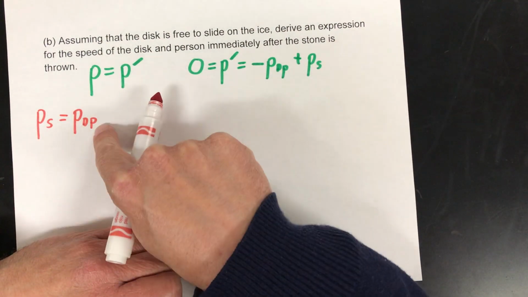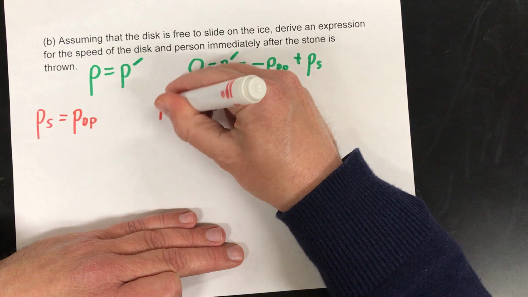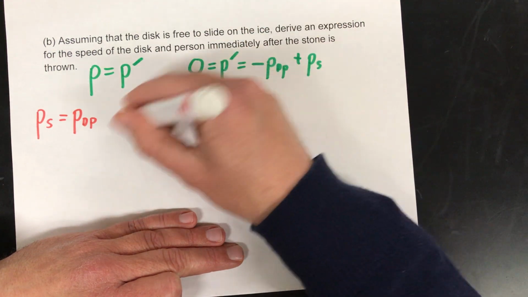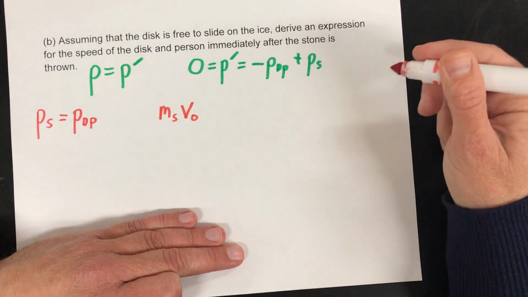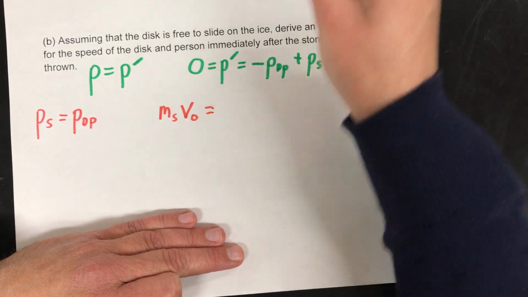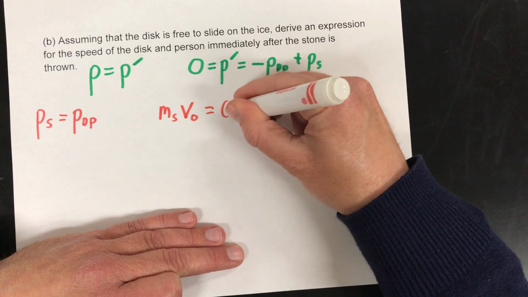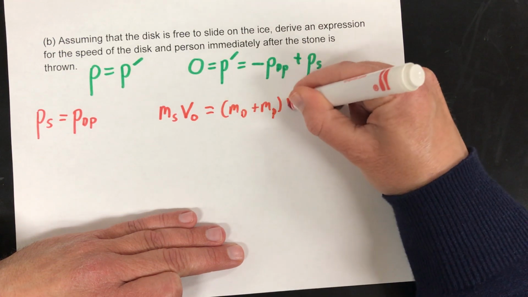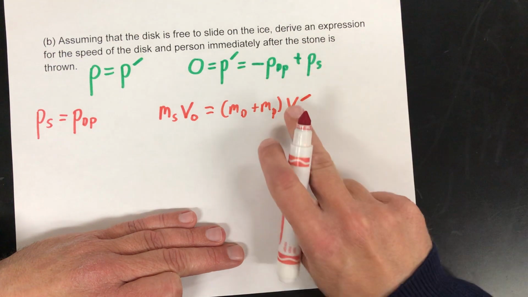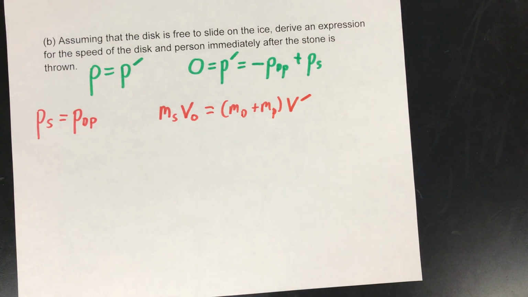And so now we can plug in for each of these. The momentum of the stone is the mass of the stone, which I'll plug in for later, times the velocity of the stone, which they call v0. And then for the disk and person, it is the mass of the disk plus the mass of the person times their velocity, which is what we are trying to solve for there.